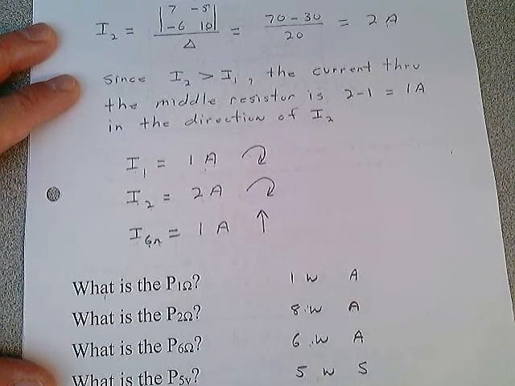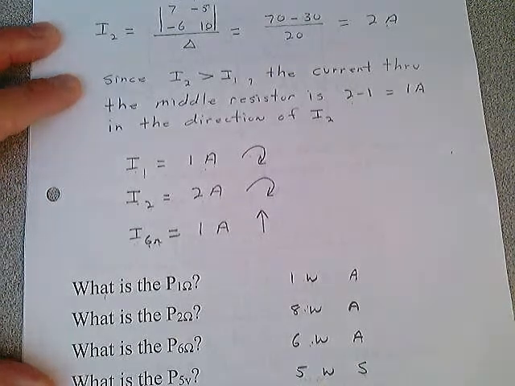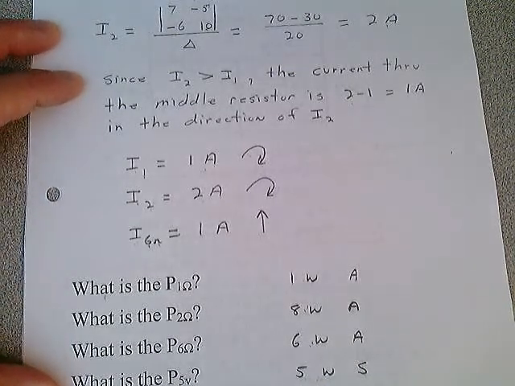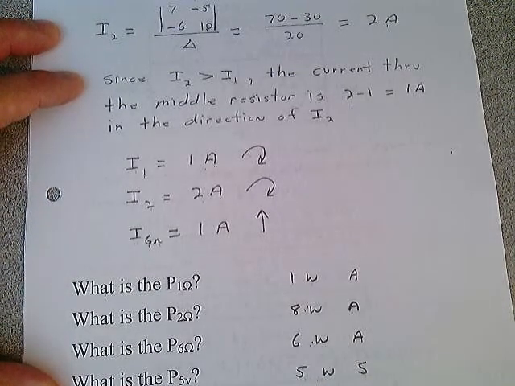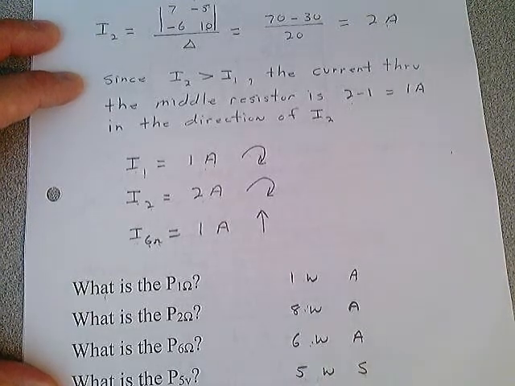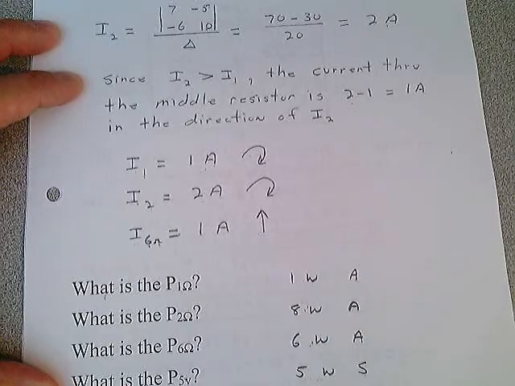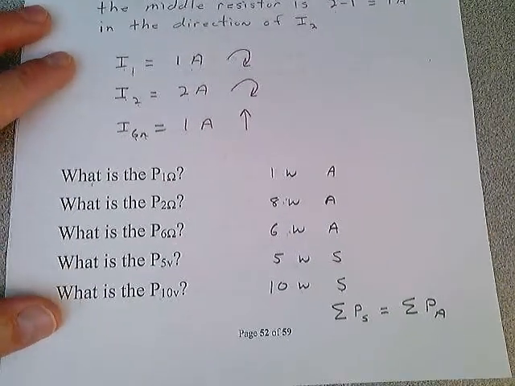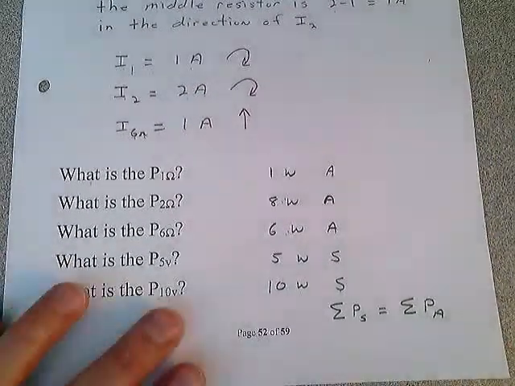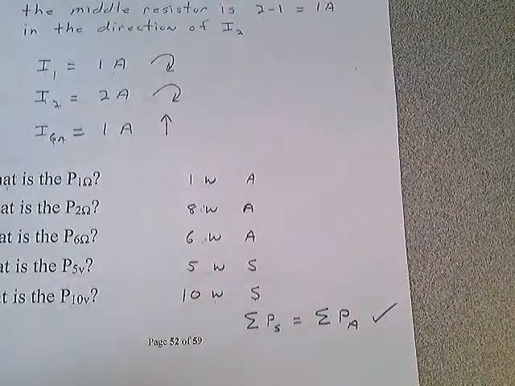You get 5 watts in the 5 volt. It's supplied because of the direction of current entering the positive node, the negative terminal. Remember that? And down here the power in the 10 volt was 10 watts, and it's supplied because the current direction is entering the negative terminal there also. A quick check before you move on is, did the sum of the power supplied equal the sum of the power absorbed? If they do, and they do, you know you got the problem right.